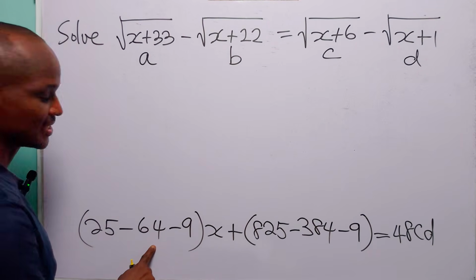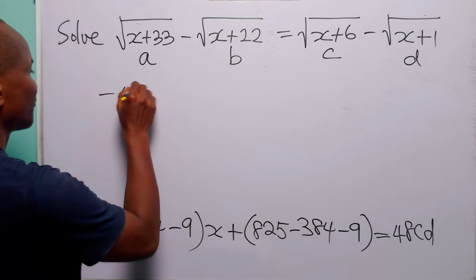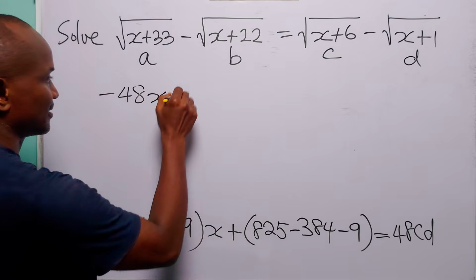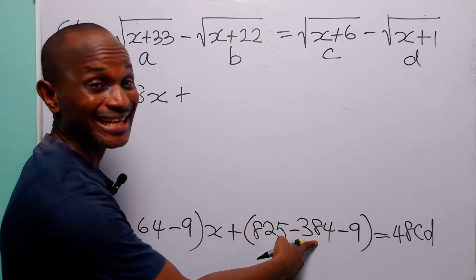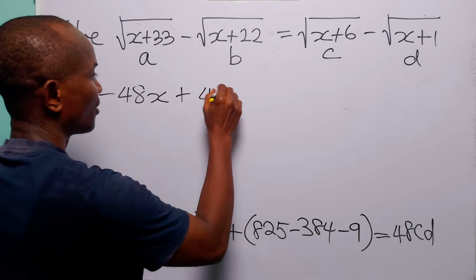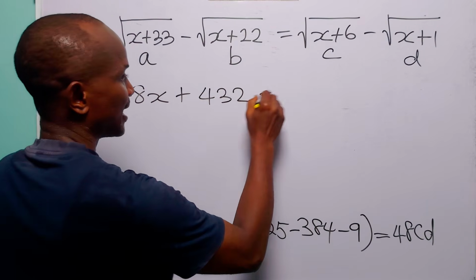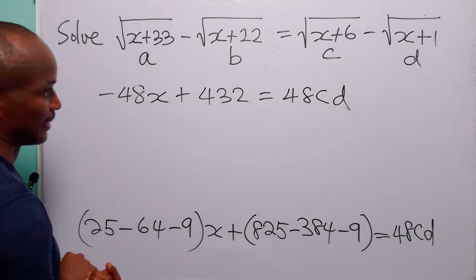25 minus 64 minus 9 is going to give us minus 48x. 825 minus 384 minus 9 is going to give us 432, and this is equal to 48cd.